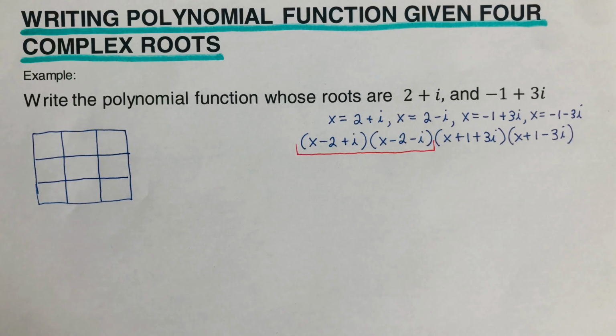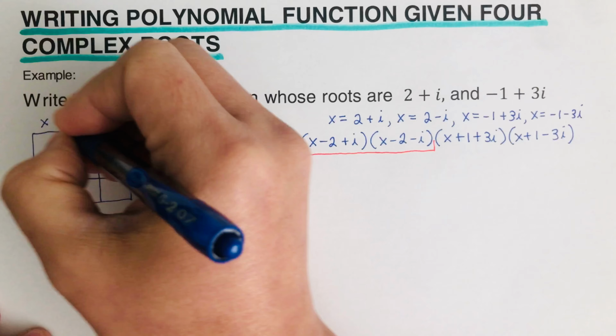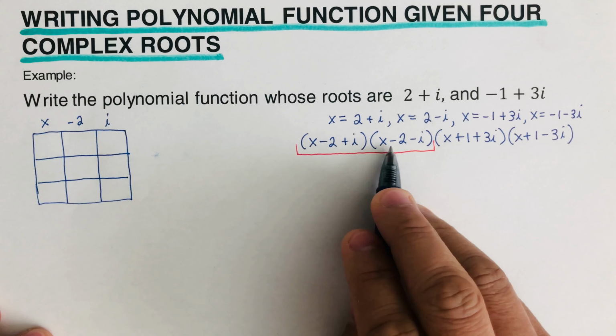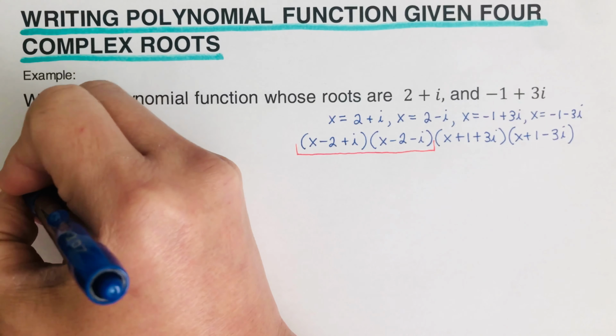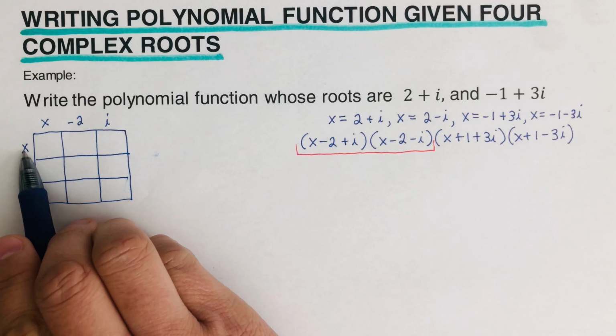Okay, so what are we going to put here would be these terms. So this is going to be x minus 2, and then this is i. So I do the rest of the other one on the vertical side right here. So that's x minus 2 and minus i. So then we are going to multiply this.